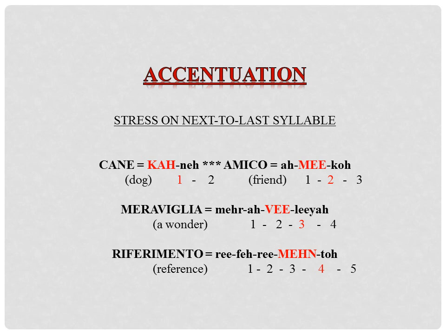One final aspect of good pronunciation is to place the accent or stress on the proper syllable. The majority of Italian words are stressed on the next to the last syllable. Therefore, a two-syllable word will be accented on the first syllable, cane. A three-syllable word on the second syllable, amico. A four-syllable word on the third syllable, meraviglia. A five-syllable word on the fourth syllable, riferimento, and so on.